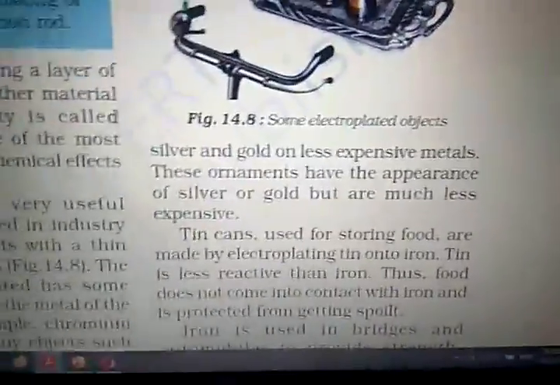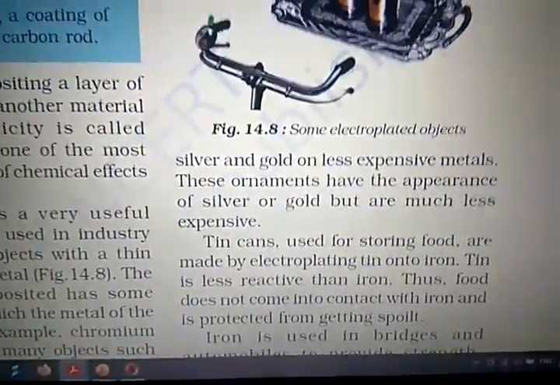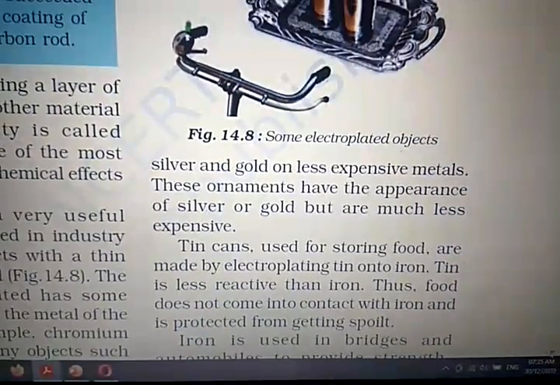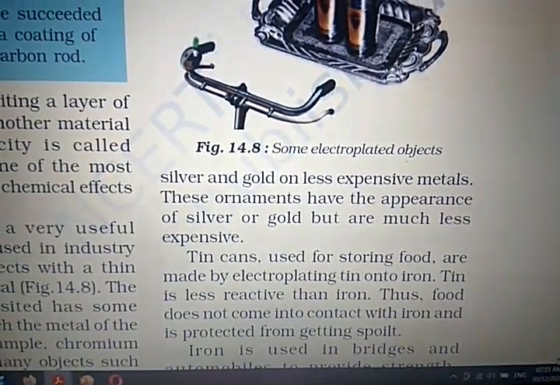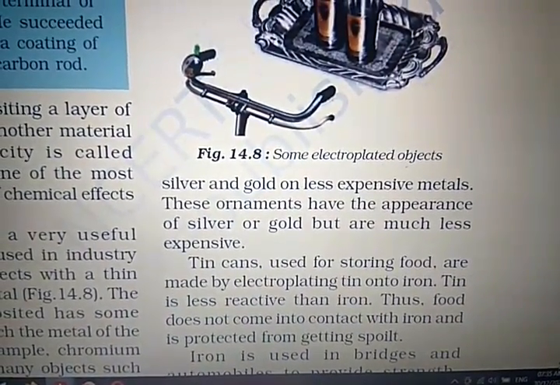आप सिल्वर के ऊपर गोल्ड का लेयर चढ़ाओगे तो वो गोल्ड जैसा लगेगा, लेकिन गोल्ड है नहीं. क्या किया है, इलेक्ट्रोप्लेट किया है. So these ornaments have the appearance of silver or gold but are much less expensive.